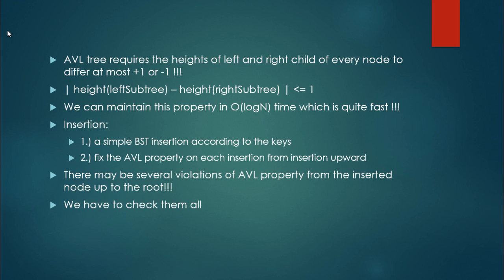On the other hand, when we want to make insertions, we have talked about insertions in the binary search tree video, and we just have to make a simple binary search tree insertion according to the keys. What are these keys? The keys are the numbers we assign to each node. Then we fix the AVL property on each insertion from the inserted node upward. There may be several violations of the AVL property from the inserted node up to the root, so maybe there are situations when we have to make several rotations one after another. So we have to check them all.